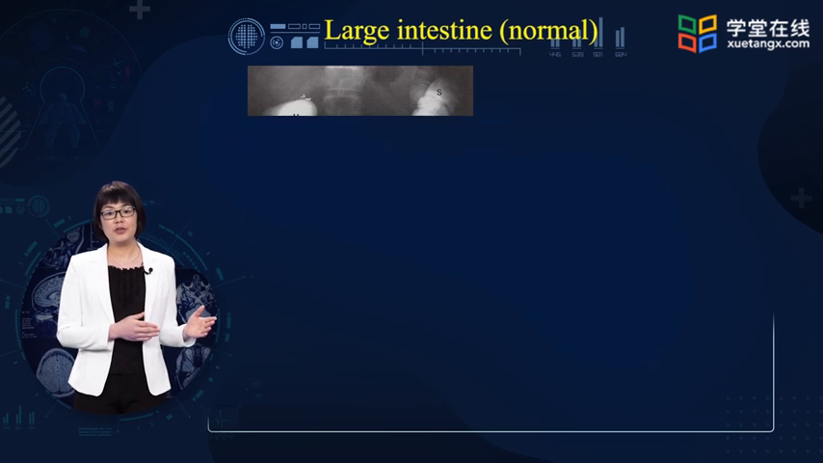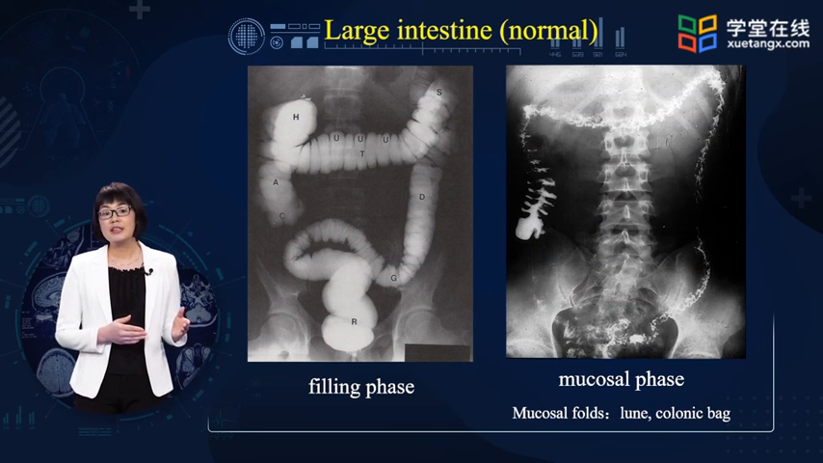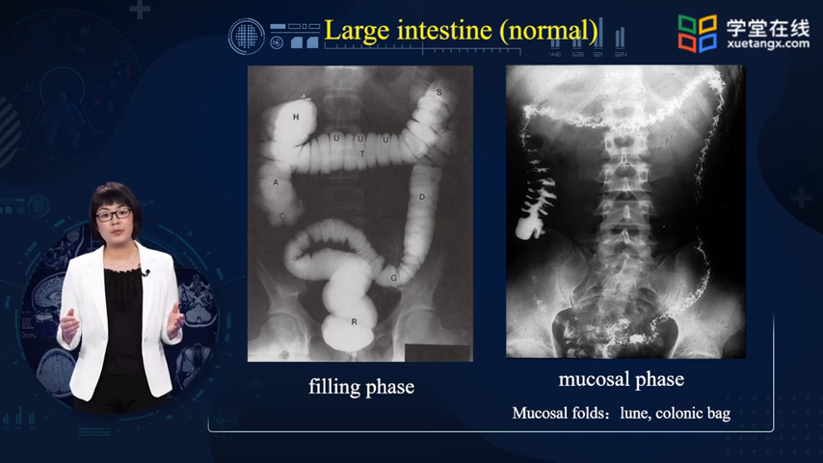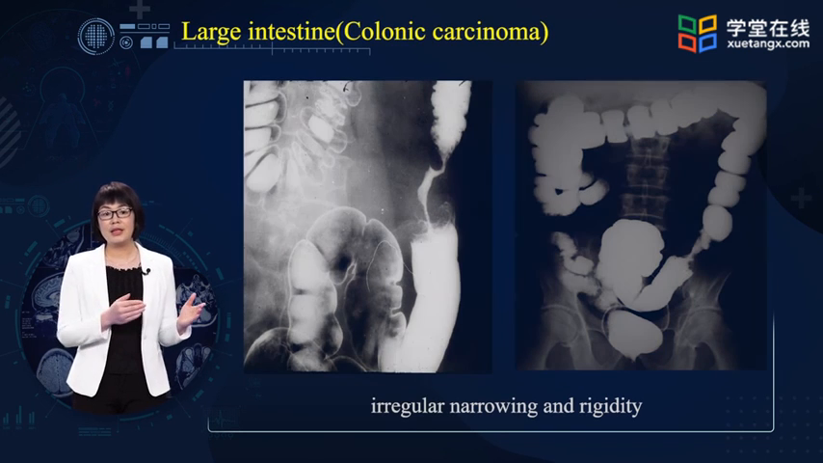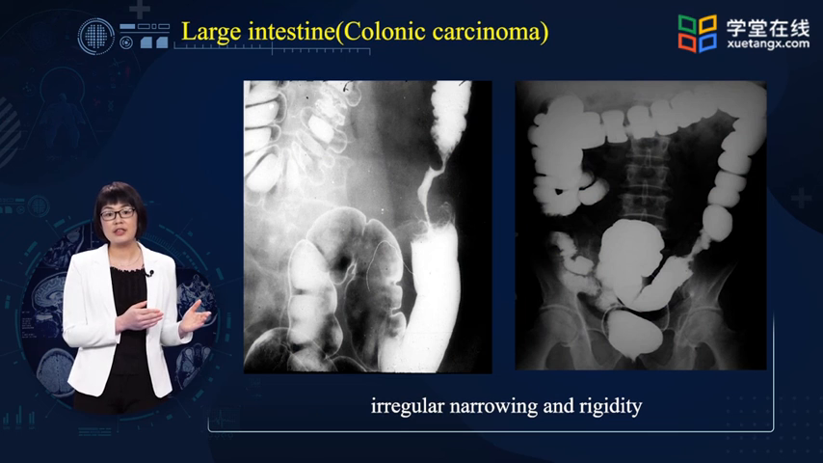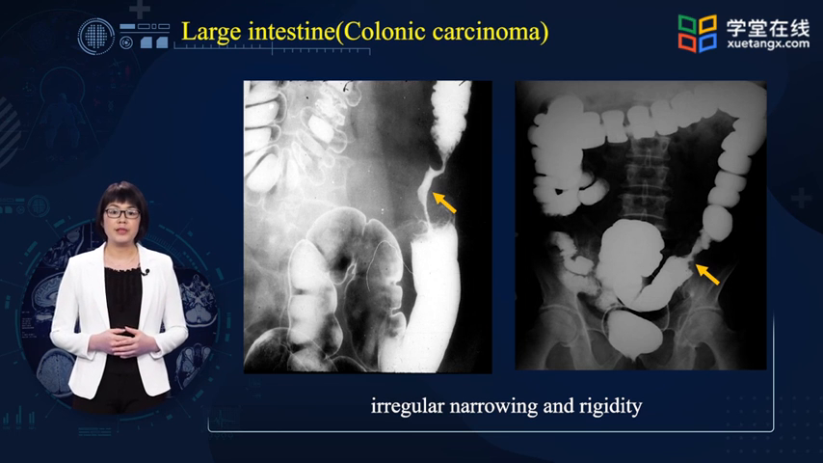Here are the filling phase and mucosal phase of a normal large intestine. The mucosal folds can be interpreted as colonic haustra. And these are two cases with descending colon carcinoma. Barium enema in filling phase shows irregular narrowing and rigidity of the lumen.